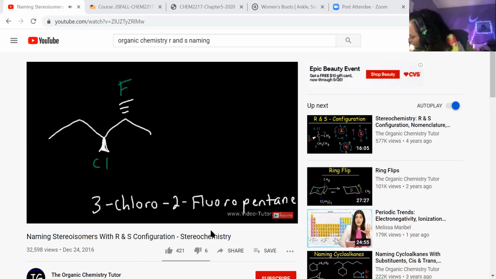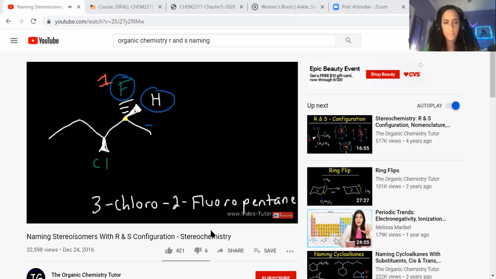So now let's analyze the configurations of each chiral carbon. So relative to this carbon, fluorine has the highest atomic number. Now you might be wondering that chlorine has a higher atomic number than fluorine, but what you do is you compare the first atom attached to the chiral carbon. So you're comparing fluorine, hydrogen, carbon, and carbon. You're not looking at the chlorine atom yet. You look at the first atom attached to the chiral carbon. Fluorine has a higher atomic number than any carbon atom. So fluorine has the highest.